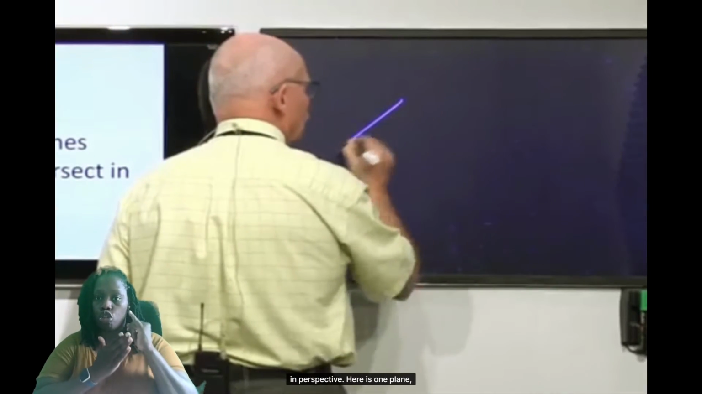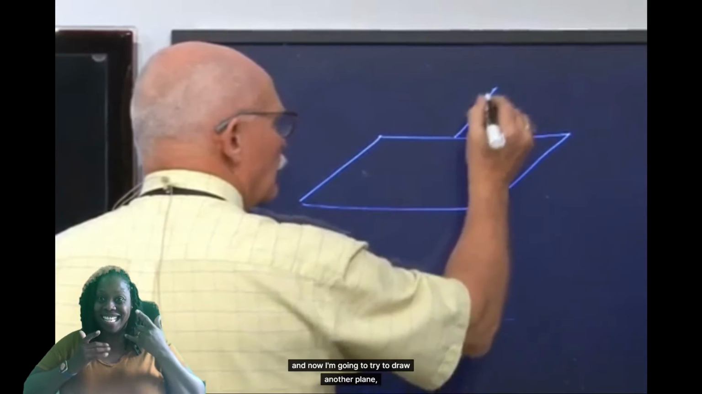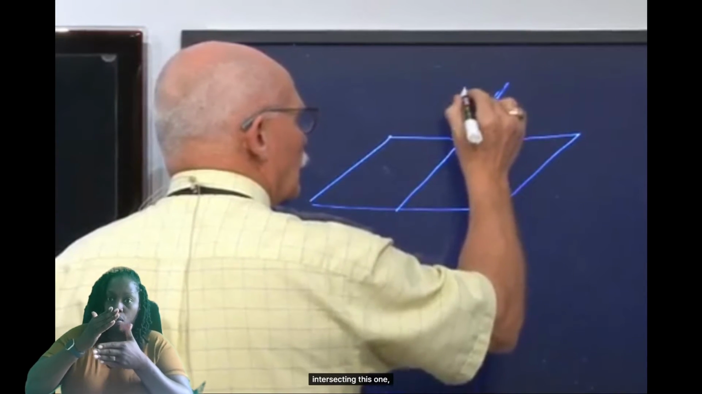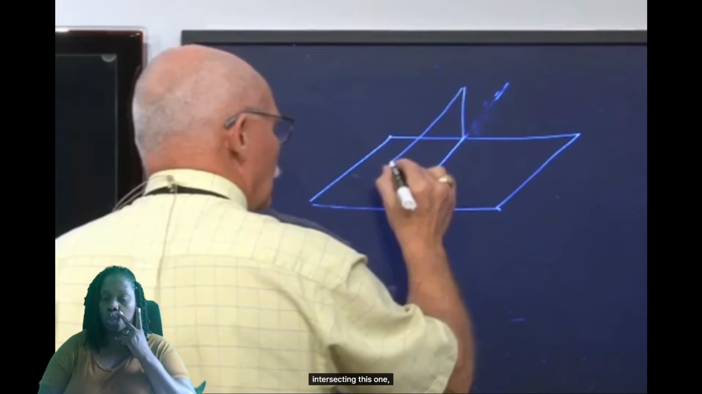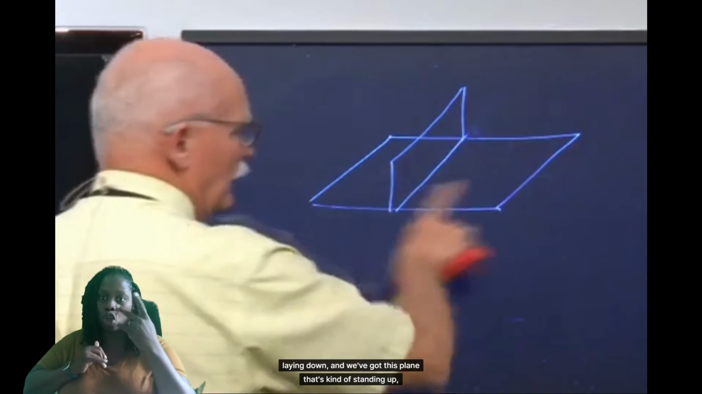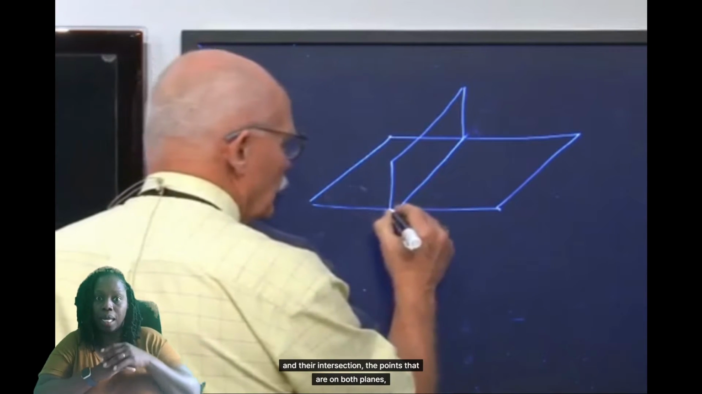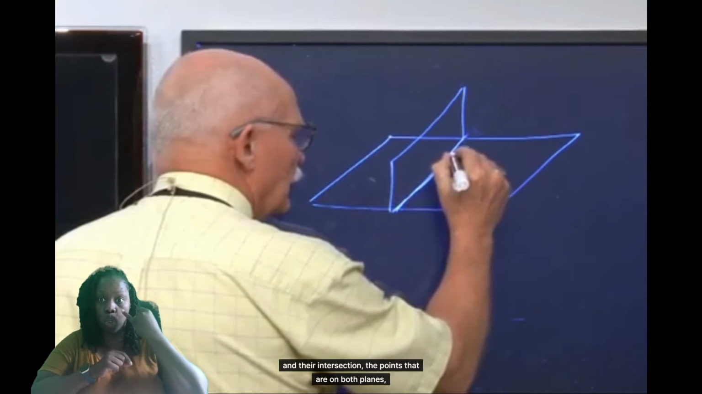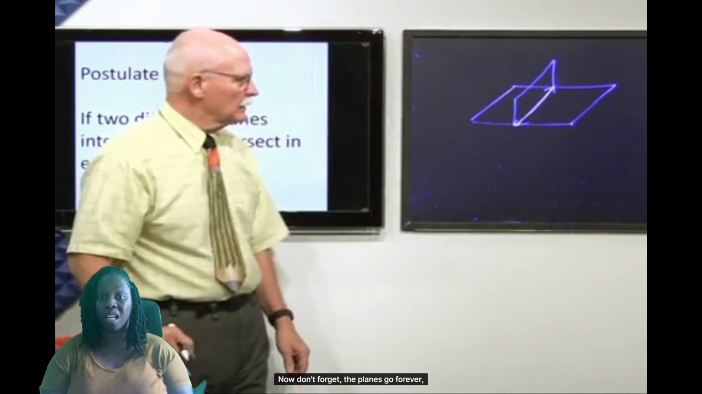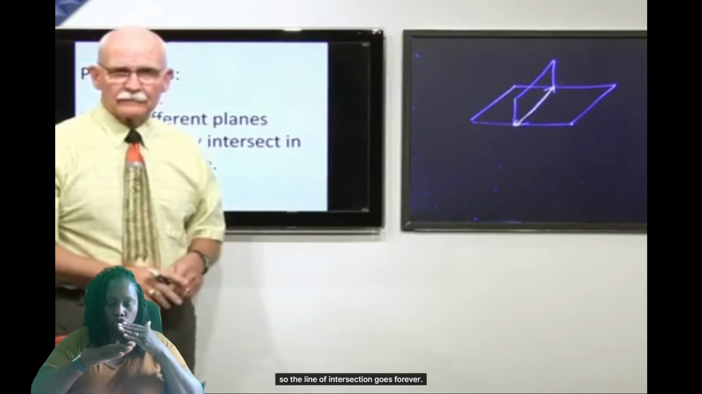In perspective, here is one plane. And now I'm going to try to draw another plane intersecting this one. Like so. We've got this plane that's laying down, and we've got this plane that's kind of standing up. And their intersection, the points that are on both planes, consists of this whole line of points. Now don't forget, the planes go forever, so the line of intersection goes forever.